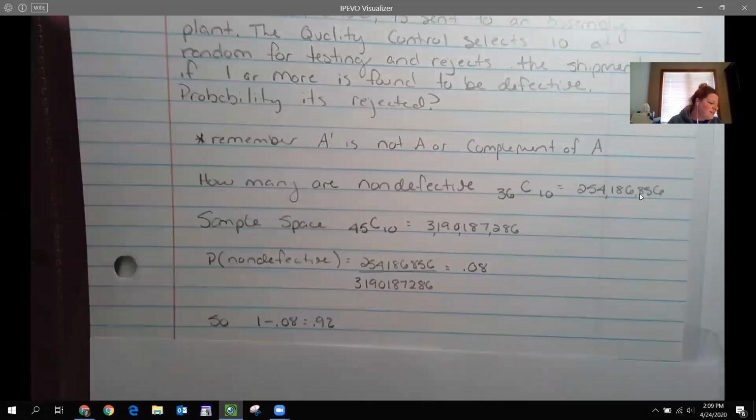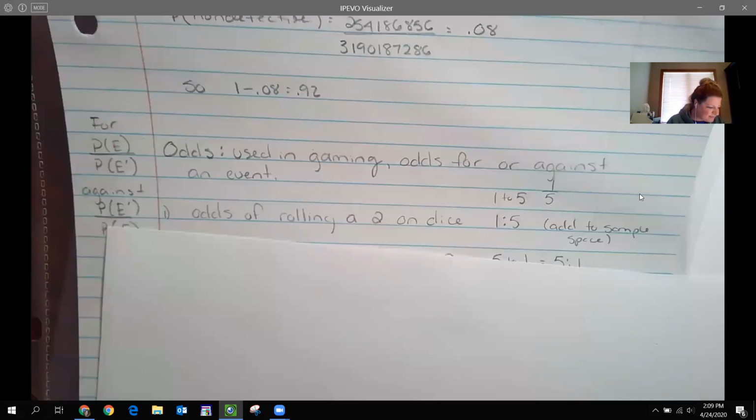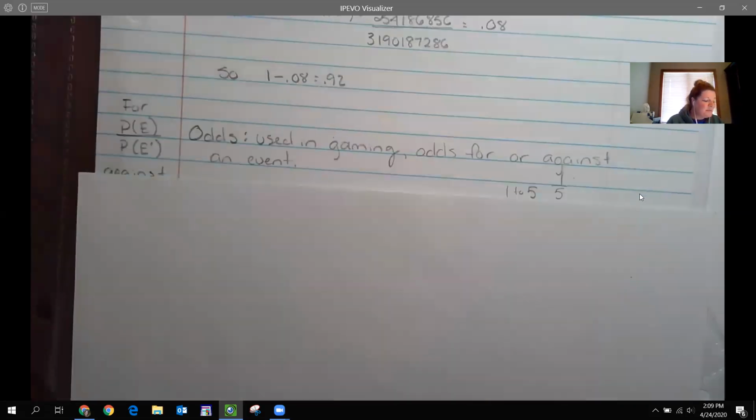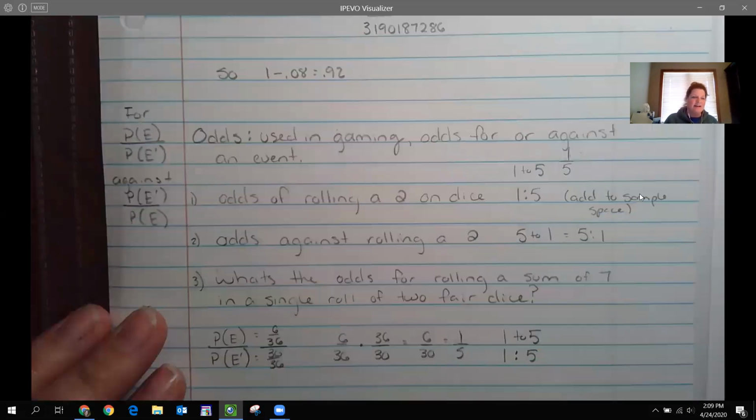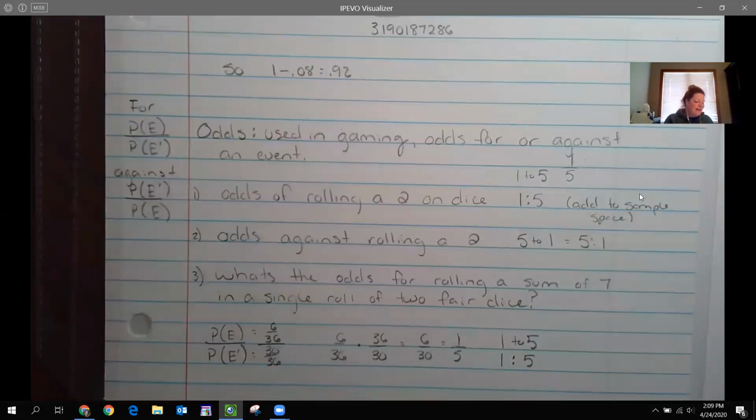Okay, so what is an odd? When we go for gaming, I'm just going to undo this and then I'll explain each one. If we go to a horse race, we get odds. The odds, are they in your favor, against your favor? May the odds be ever in your favor. If you do not know that, then you did not read those books and watch the movies as a child.